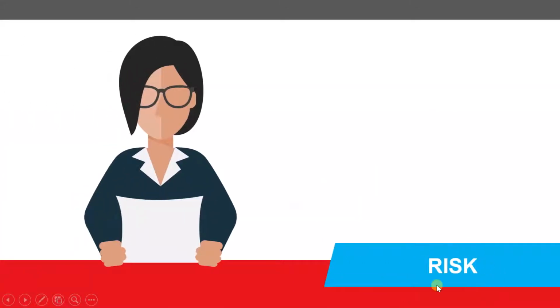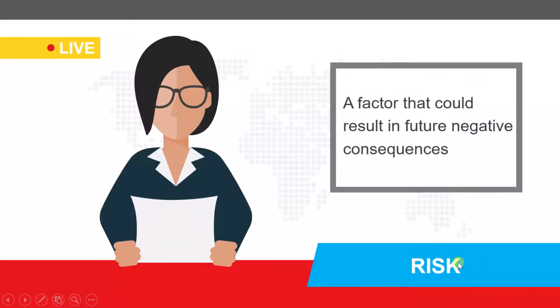First, we will try to define risk itself. A factor that could result in future negative consequences. So there could be an occurrence in the future which will have a negative impact, and that negative impact is called risk. So this is the first definition.